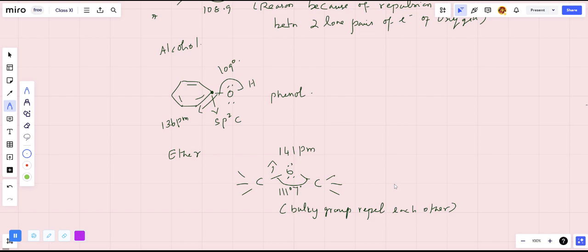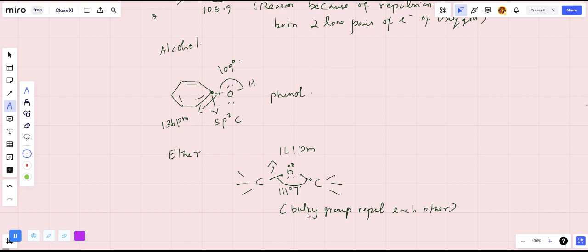Understood. So this is the structure of ethers. Okay, so the electron pairs. Now in ethers, there are two lone pairs and two bond pairs. So it has four electron pairs on oxygen. So a tetrahedral arrangement, but the bond angle is slightly higher than the tetrahedral.